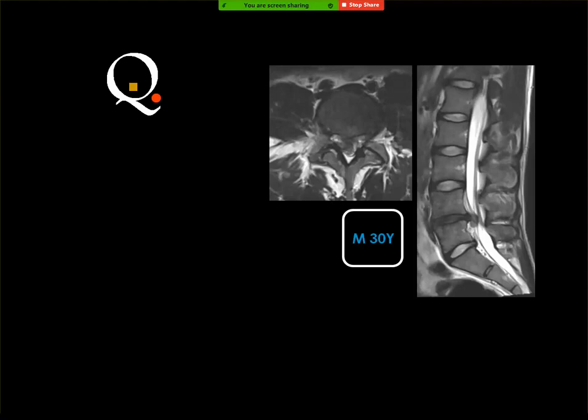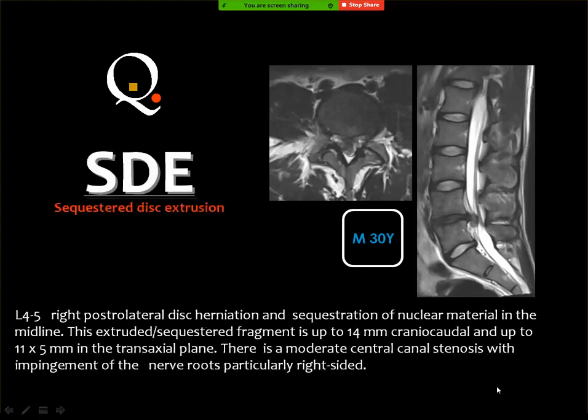It's a sagittal MRI, T2-weighted image, showing at the level of lumbar 4, lumbar 5 there is loss of disc signal intensity, disc degeneration, and there is disc herniation. I think disc herniation on the right side. In the axial MRI, there's right posterolateral disc herniation. And you see that the disc is going down. This is caudal migration. Caudal migration.